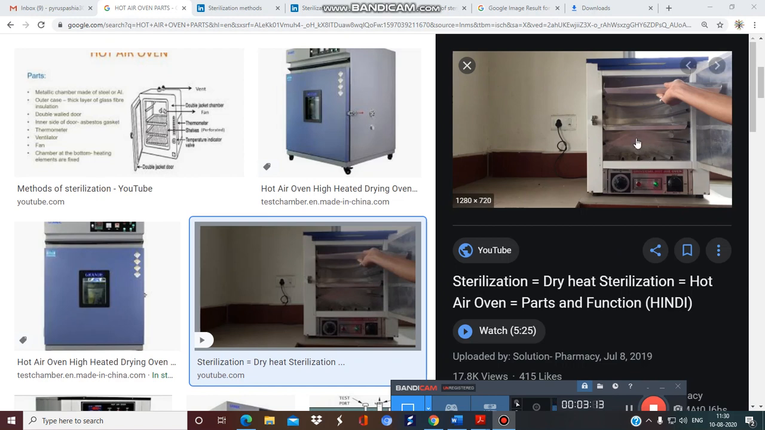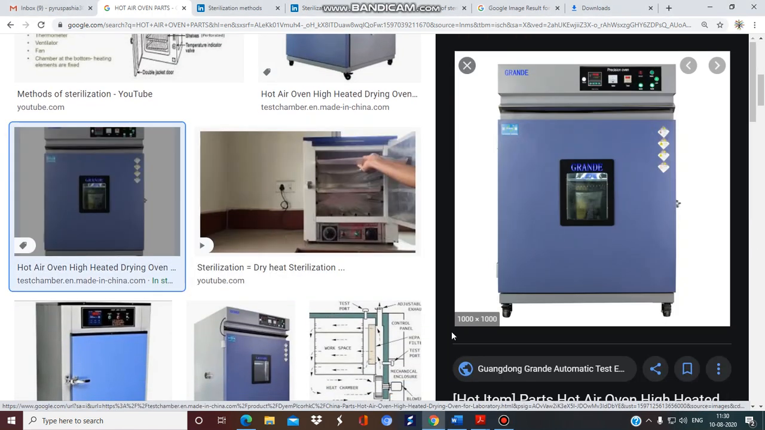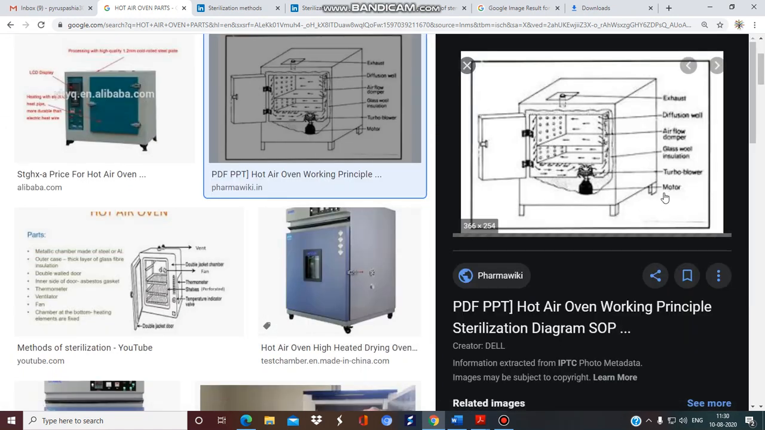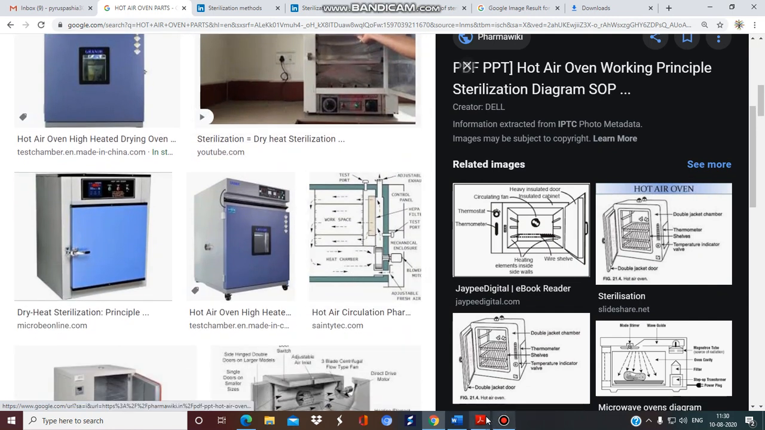See the image of the hot air ovens. These are the ovens that are also present in your laboratory, and we will definitely cover the practical part also. These are the various parts of this hot air oven. Basically, double perforated jackets are used. We will definitely cover this in the practical portion also.